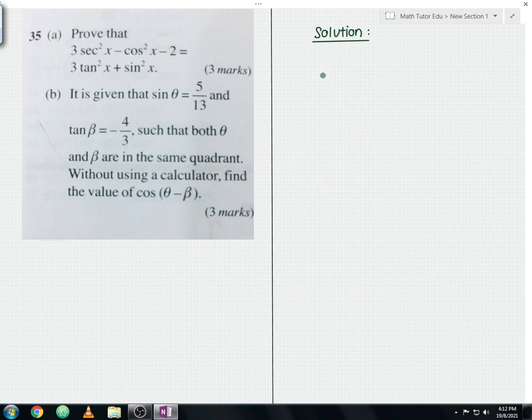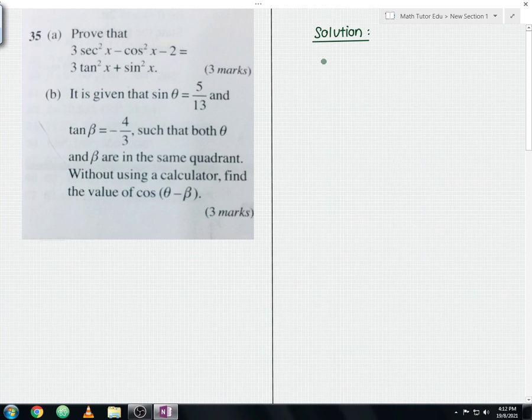Okay, let me read the question. Prove that 3 secant square x minus cos square x minus 2 equals 3 tangent square x plus sine square x. So this is the question part A. Continue to read the question part B. It is given that sine theta equals 5 over 13 and tangent beta equals negative 4 over 3 such that both theta and beta are in the same quadrant. Without using a calculator, find the value of cos in a bracket theta minus beta. Okay, so this is the overall question.